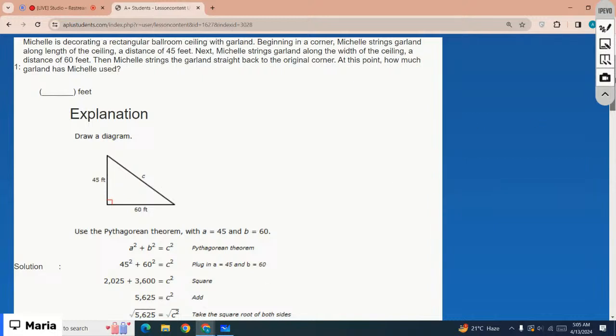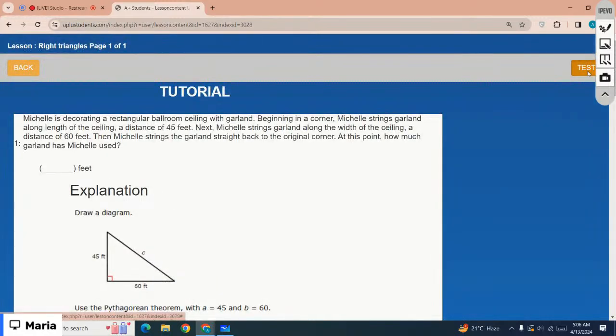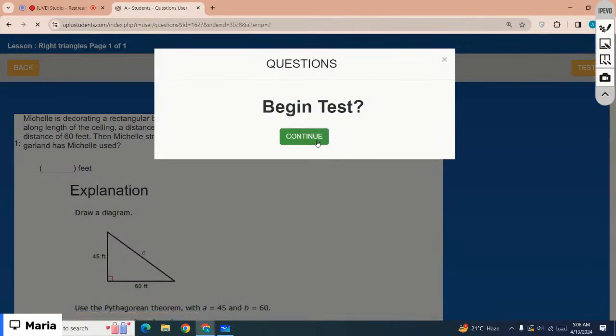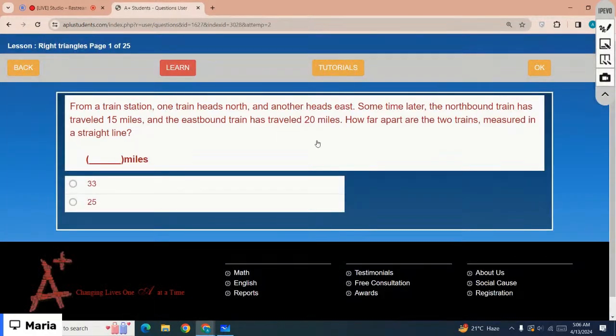Okay, let's just start with the practice questions. So the basic thing here is the Pythagorean theorem. When you have to solve a right angle triangle, you always go for the Pythagorean theorem, right?